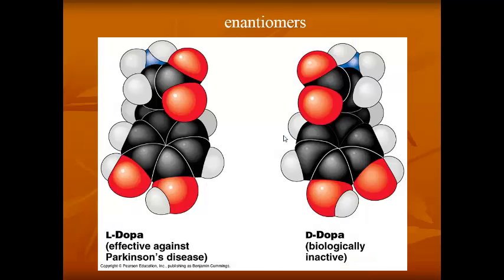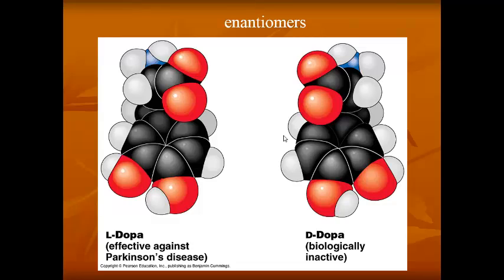Here you see a great example of enantiomers. Here you have two forms of dopa, L-dopa and D-dopa. These are synthetic versions of dopamine, which is used to treat Parkinson's disease. L-dopa is extremely effective at treating Parkinson's disease. D-dopa is inactive. It does nothing.